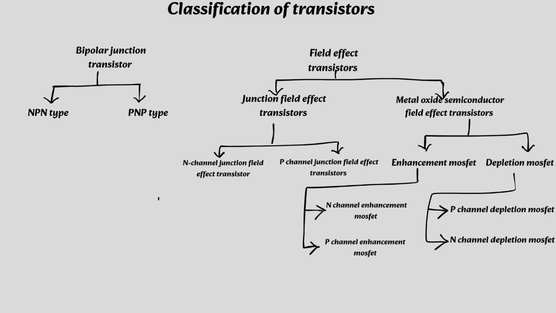See, the FETs are again classified into two types: the junction field effect transistor, JFET, and the metal oxide semiconductor field effect transistor, called MOSFET. The JFET is further classified into two types: N channel JFET and P channel JFET. Coming to MOSFET, it is further classified into two types: enhancement type MOSFET and depletion MOSFET. The enhancement type has two types, N channel enhancement and P channel enhancement. Coming to depletion, same: P channel depletion MOSFET and N channel depletion MOSFET.